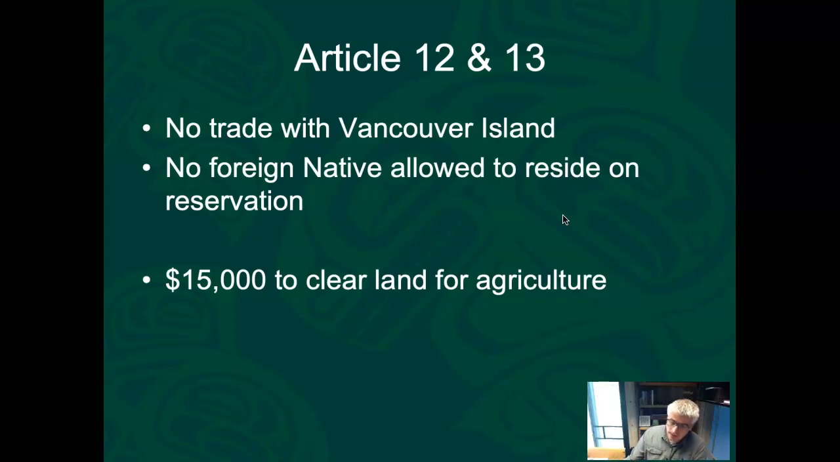Now, per the law, they're not allowed to live on a U.S. reservation. I don't know how much that was enforced, but they did not want people crossing the border very much. And they were also given about $15,000 to clear the land for agriculture.